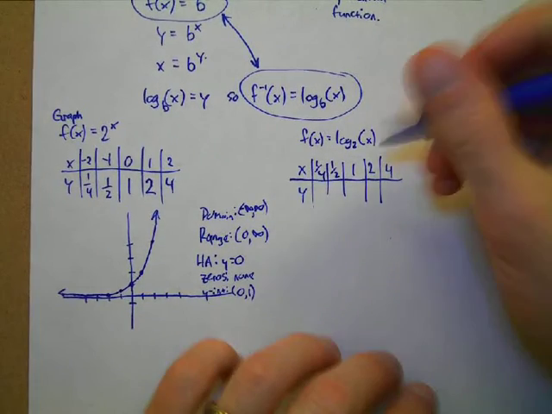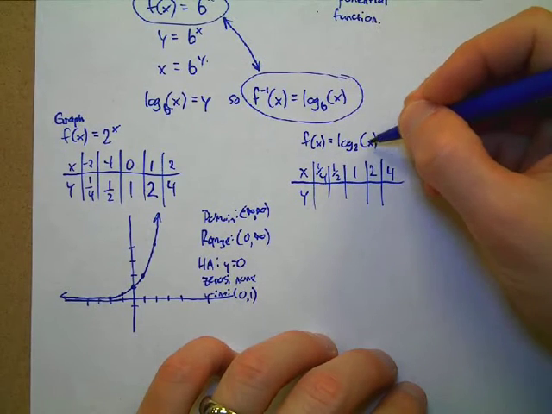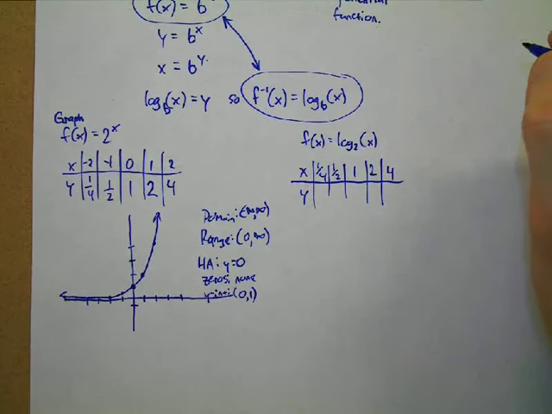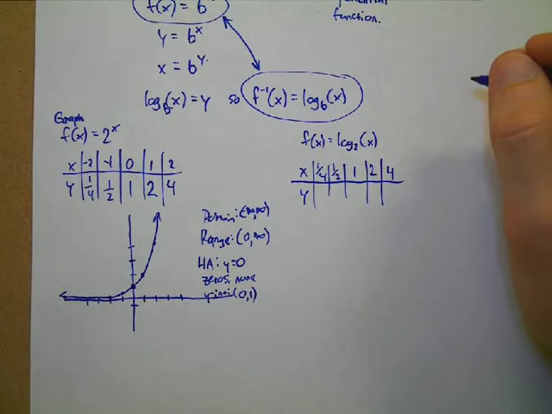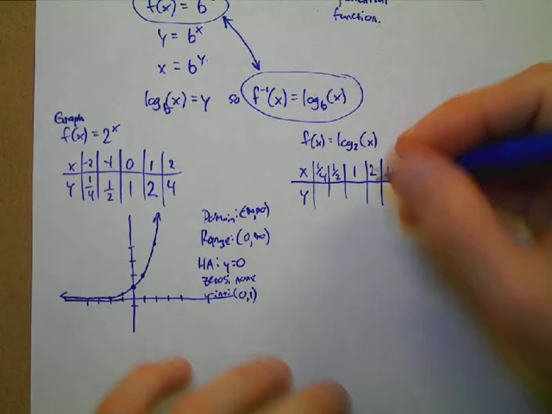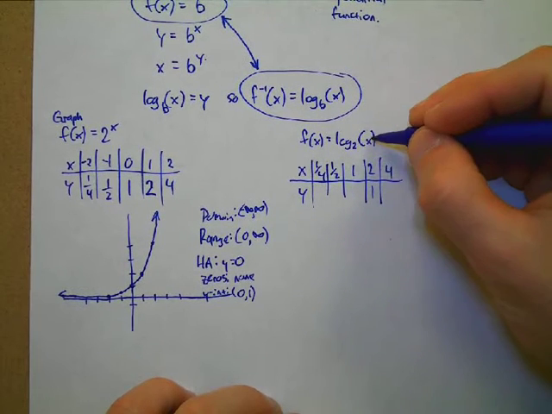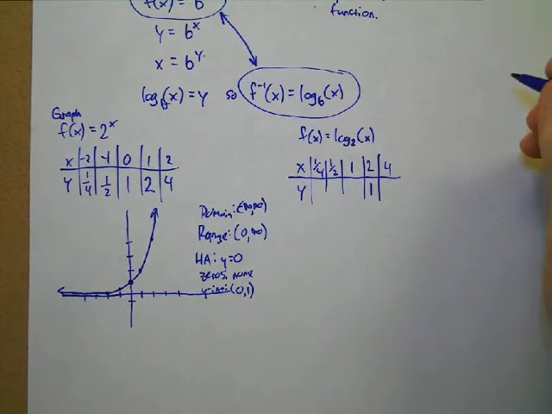Okay? So let's imagine plugging these in, right? I'll plug in 2 first. Log base 2 of 2, or in other words, 2 to what power will give us 2? 1. How about 4? Let's plug 4 in. So log base 2 of 4. 2 to what power will give us 4? 2.